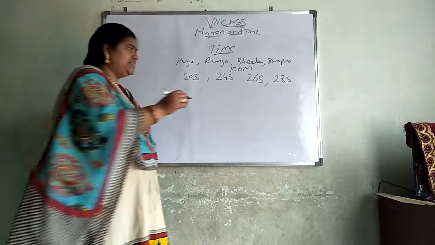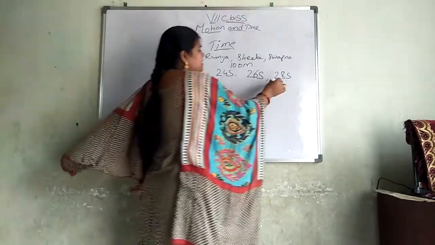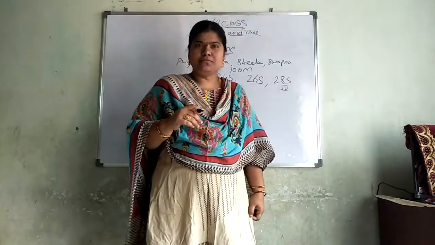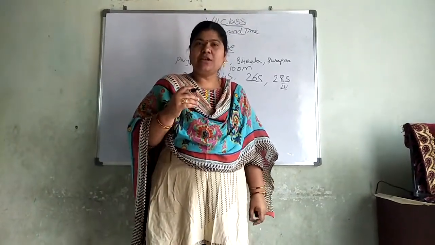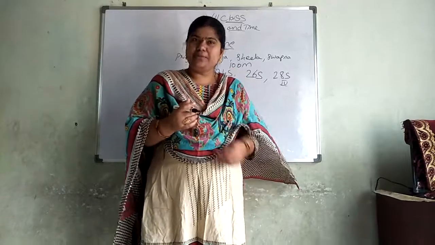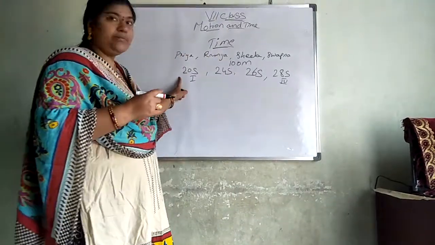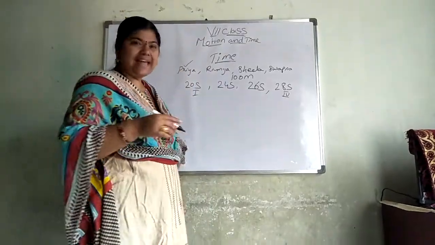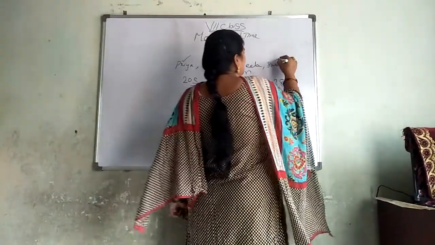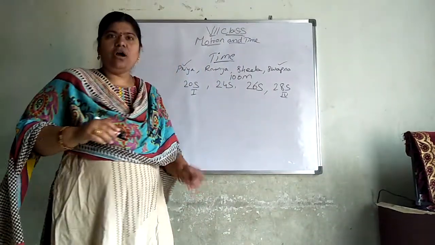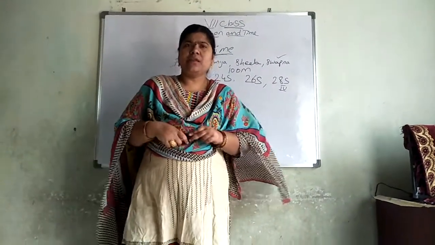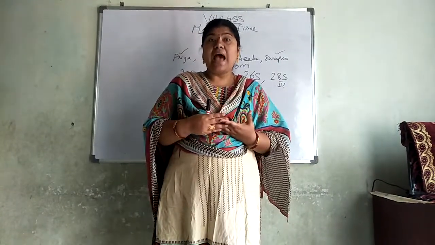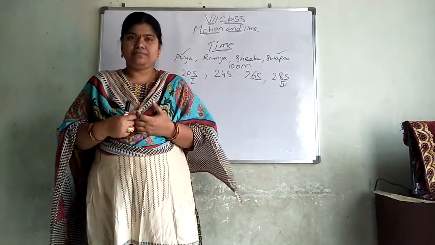Who is first and who is last? Who took less time is first. Who took less time will be the winner. Now here, who took the least time? Priya took less time. So Priya is first. Who is last here? Who took more time? Swapna is last here. So I want to win a race. If I want to win a race, what is very important here? I have to be fast.